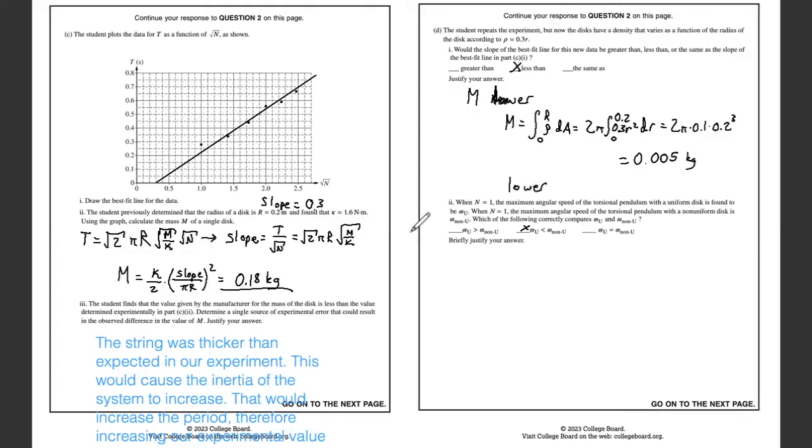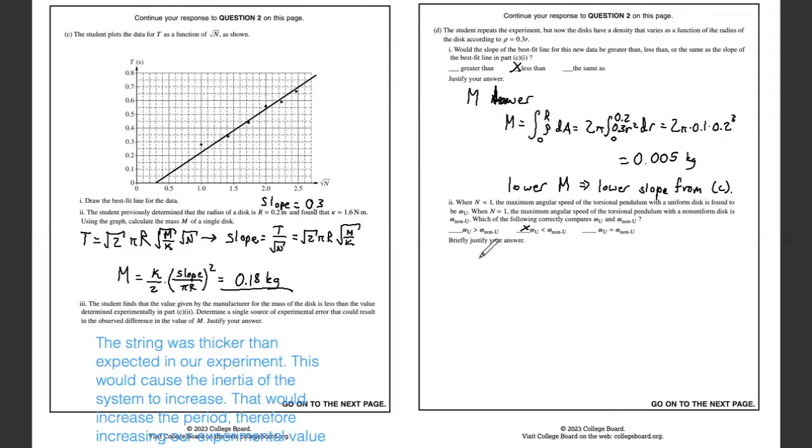Therefore, lower mass, right? What we found earlier on the previous page, lower m implies lower slope. The slope is proportional to mass, from part C. Good.